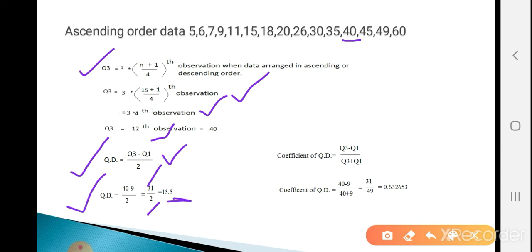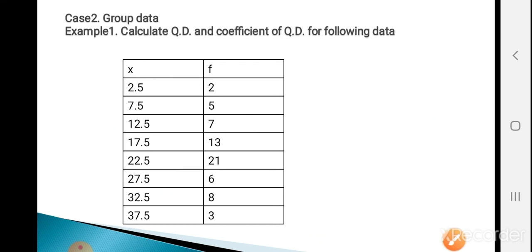Now the coefficient of quartile deviation formula is Q3 minus Q1 divided by Q3 plus Q1. So just plug in the values of Q1 and Q3. 40 minus 9 divided by 40 plus 9 is 31 divided by 49. So the value is 0.632653. So this is the example of ungrouped data. Now see the example of grouped data.